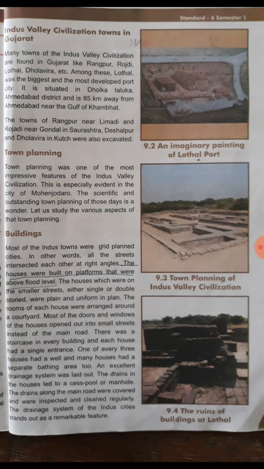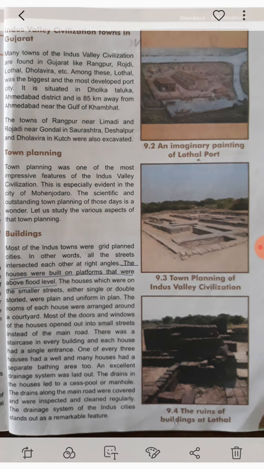Most of the Indus towns were grid planned. Here you see, in the Indus Valley civilization, most of the towns were grid planned cities. That means all the streets intersected each other at right angles.